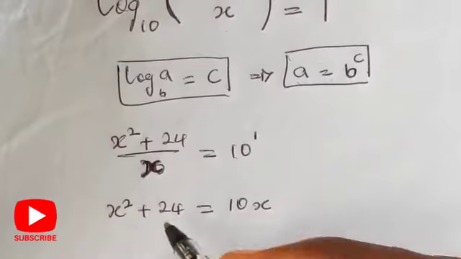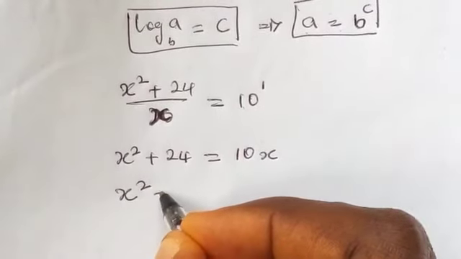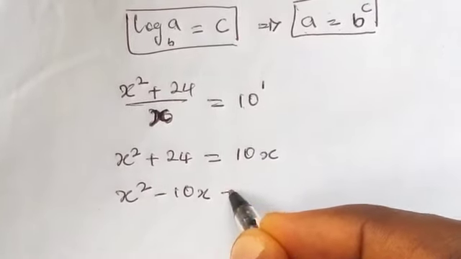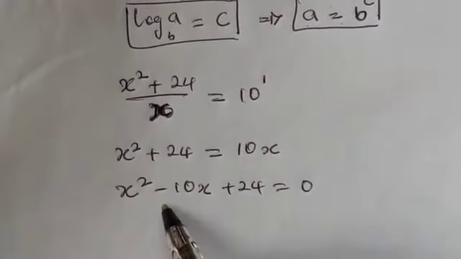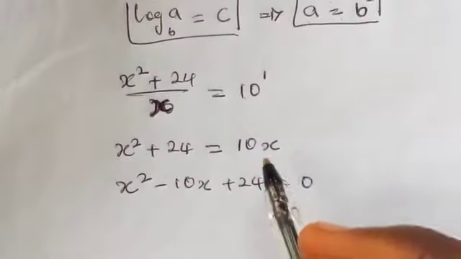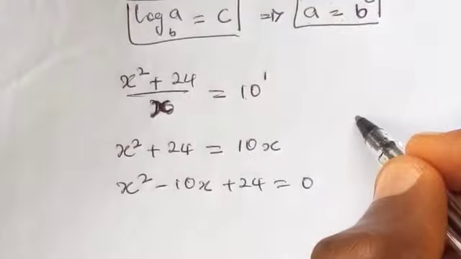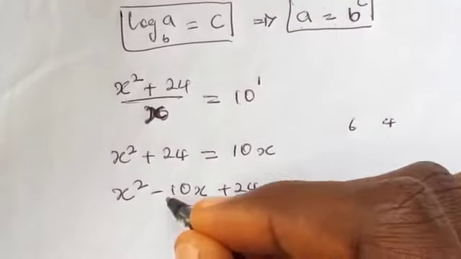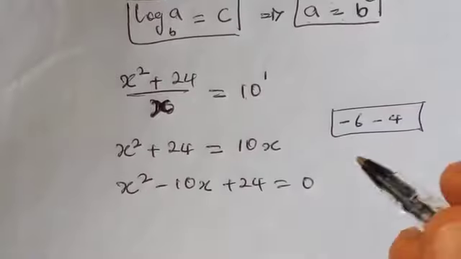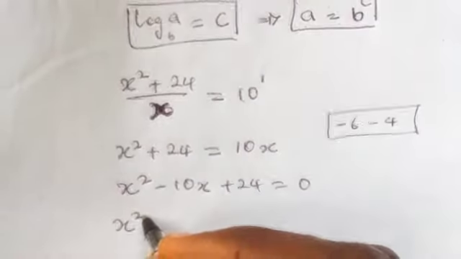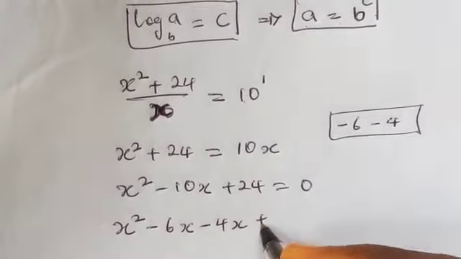Then let's collect this to the left hand side: x raised to power 2 minus 10x plus 24 equals 0. Now we have a quadratic equation. Let's solve it by factorization method. The factors of 24 are 6 and 4, and to get minus 10, that will be minus 6 and minus 4. So by using these factors, x raised to power 2 minus 6x minus 4x plus 24 equals 0.